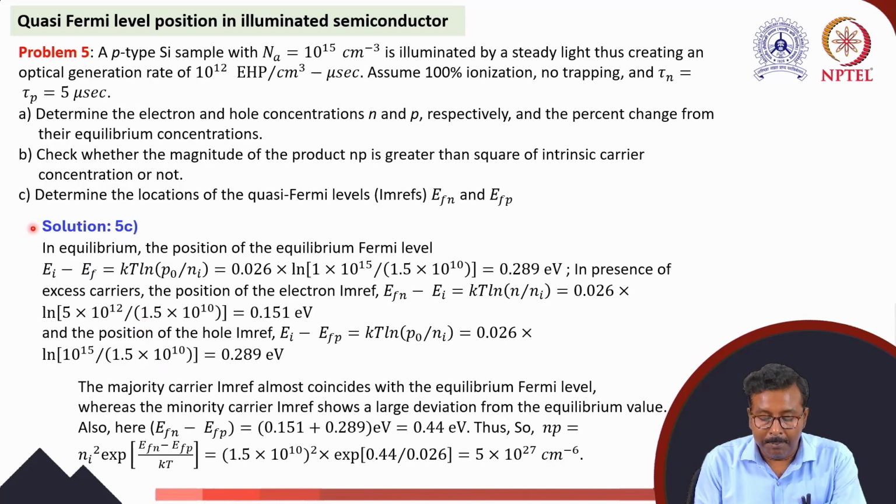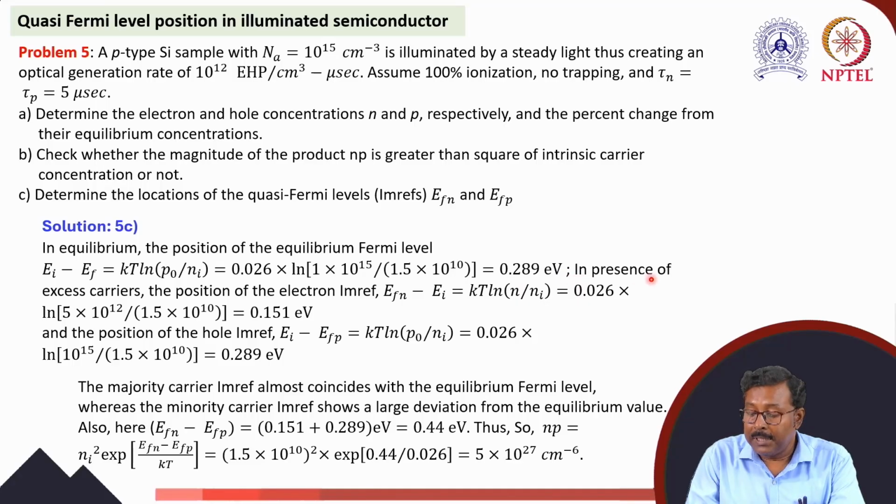Now for part C, that is the location of the quasi-Fermi levels, EFN and EFP. You know that at equilibrium, the Fermi potential phi f times q is kT ln(P0 by ni). If you put in the values, this is the P0 value and this is ni, so it comes to 0.289 electron volt.